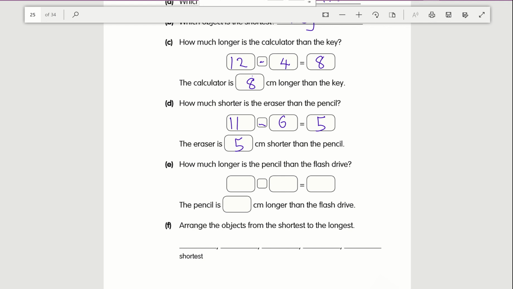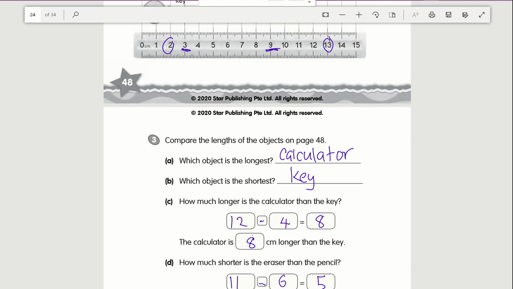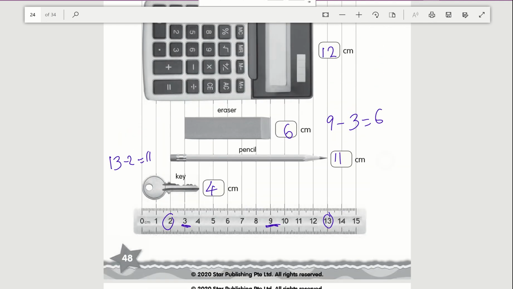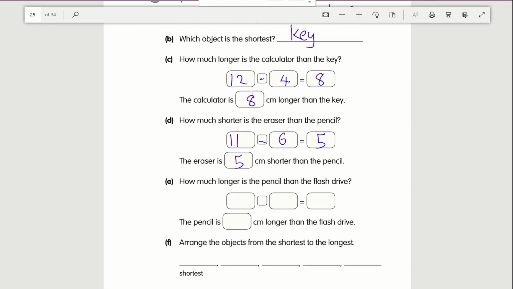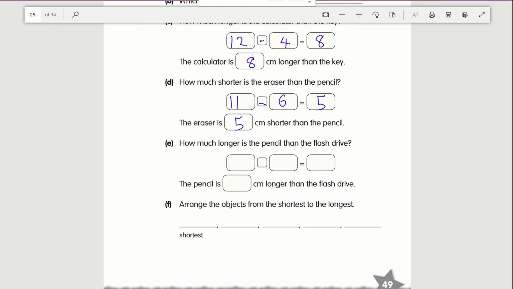How much longer is the pencil than the flash drive? So the pencil is 11 centimeters, the flash drive is 5 centimeters. So we do 11 minus 5, which gives you 6. So the pencil is 6 centimeters longer than the flash drive.